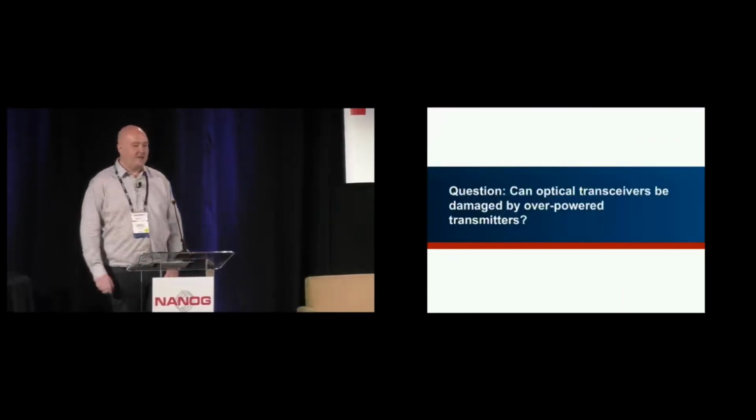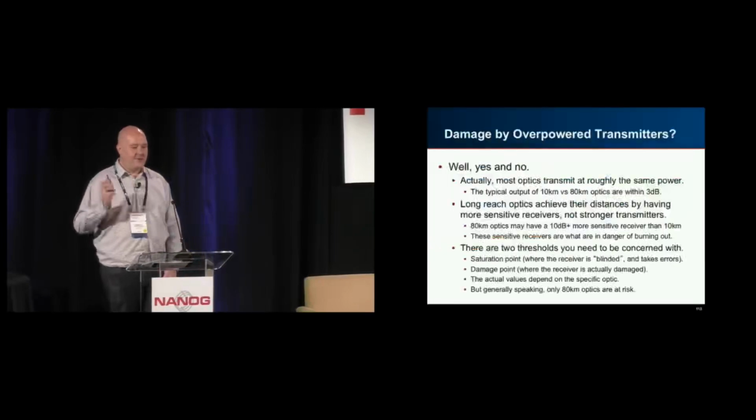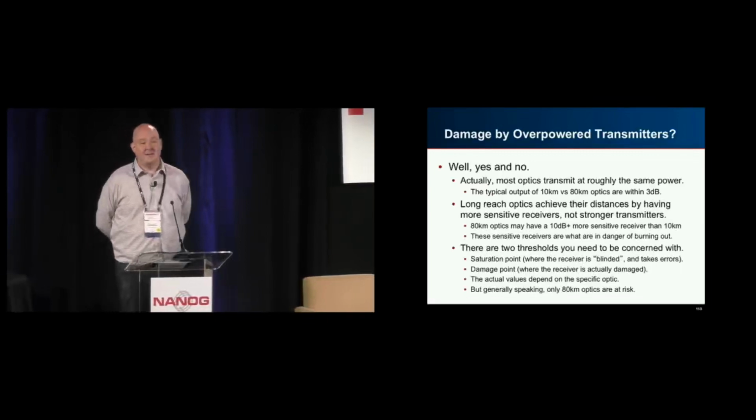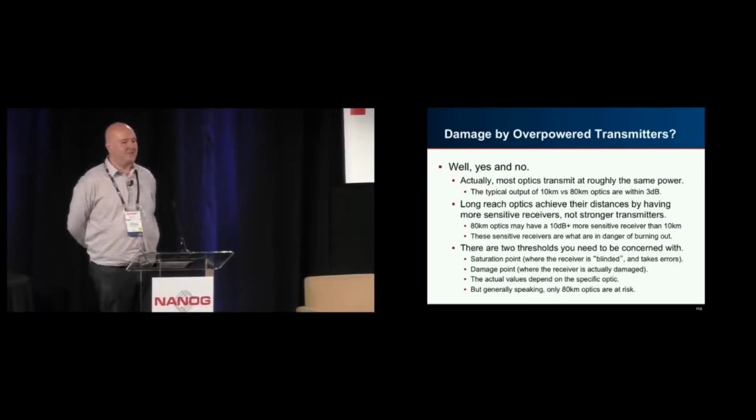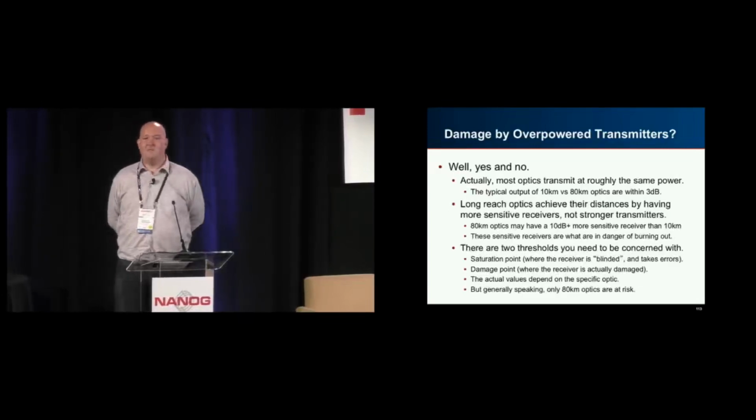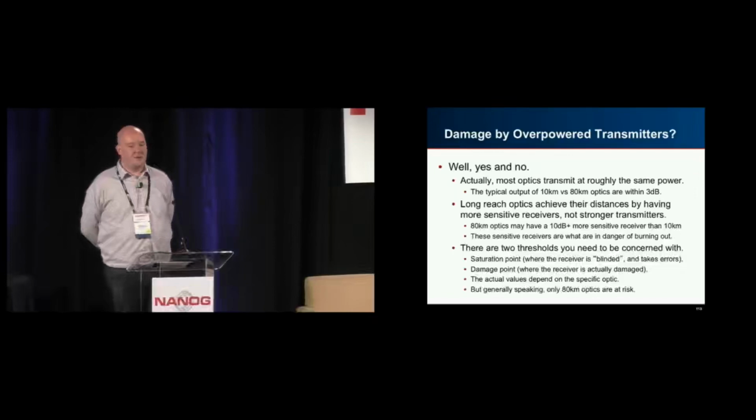People ask all the time, can optical transceivers be damaged by overpowered transmitters? Well, the answer is yes and no. Remember that most optics transmit at kind of the same power no matter what. There's not much variation between a 10-kilometer optic and an 80-kilometer optic. When you make an 80-kilometer optic, you're not making it stronger. What you're doing is making the receiver better, so you're able to work with a lower signal. You might have 10 dB more sensitivity, and the sensitive receiver is what's in danger of burning out.